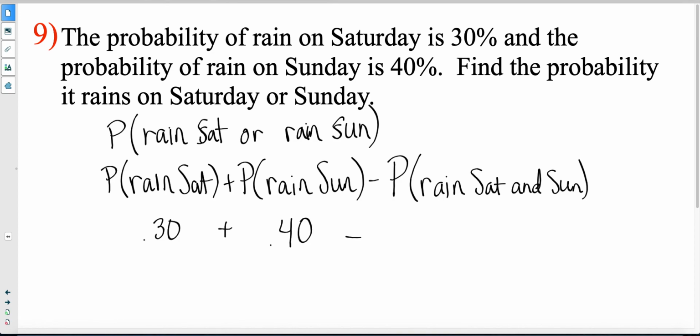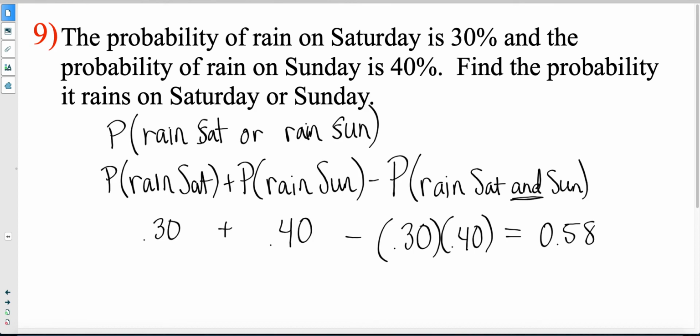The rain on Saturday, it would be a 30% chance, so use 0.3. Rain on Sunday, 40% chance, so that's 0.4, so add plus 0.4. And then both, so it's the probability of rain on Saturday and Sunday. So when we see and, we know we're multiplying the probabilities, so it'd be 0.30 times 0.40, and then we can go ahead and figure out what that is. Okay, so go ahead and use your calculator. Do 0.3 plus 0.4 minus 0.3 times 0.4, and you should get 0.58, which tells me that it's a 58% chance that it's going to rain on one or the other.